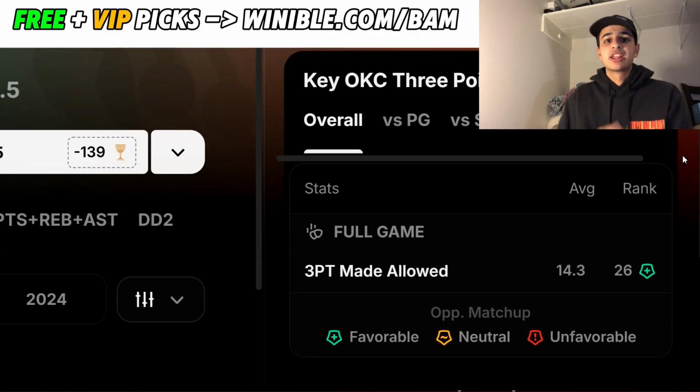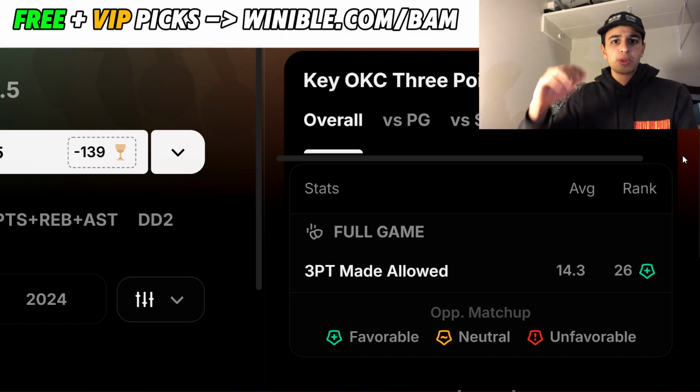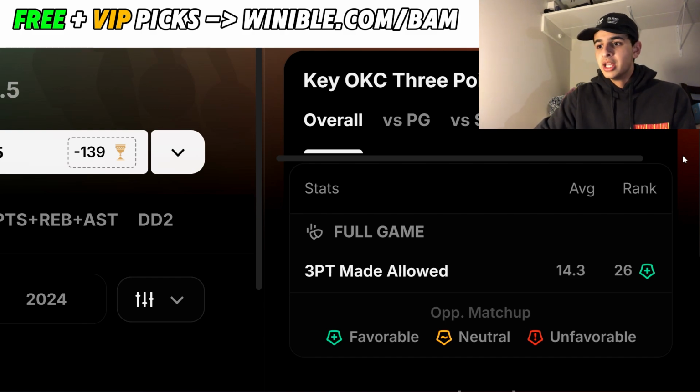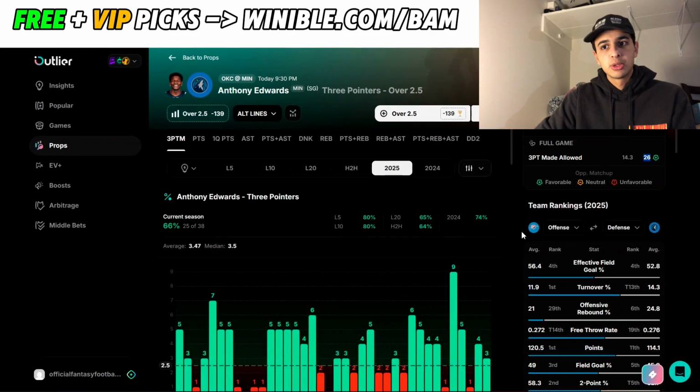The Thunder let you take threes. They'll let you take threes a ton. They'll let you make threes too, but they're not going to let you get easy buckets in the paint and near the rim. And it's a great strategy. It's literally the best strategy in basketball. I mean, the Celtics and the Thunder do it, and they're the best defenses in basketball right now. So if you don't have a guy like Victor Wembanyama, that's basically your strategy. So 3-point mades allowed, they're bottom 5. So people aren't realizing this.